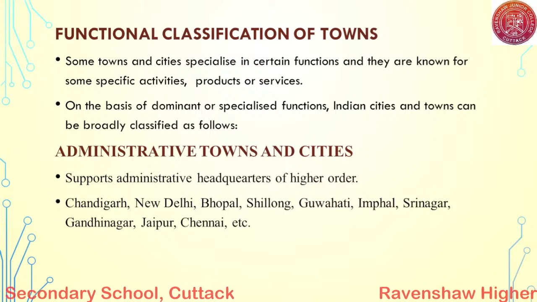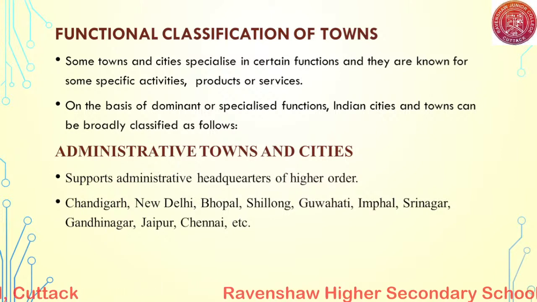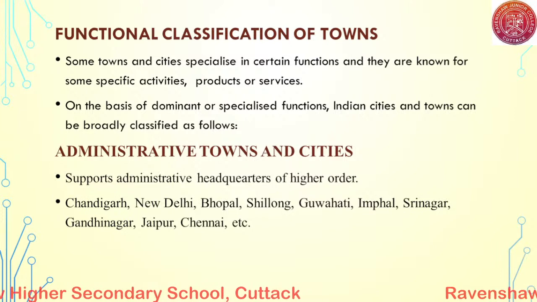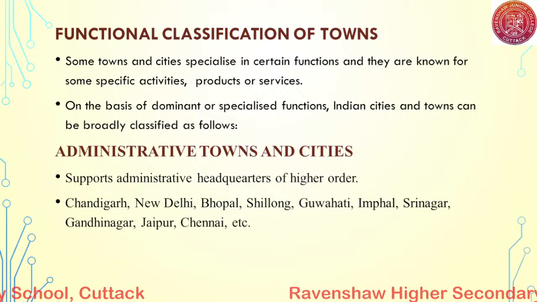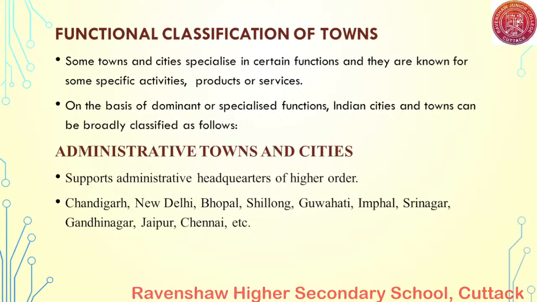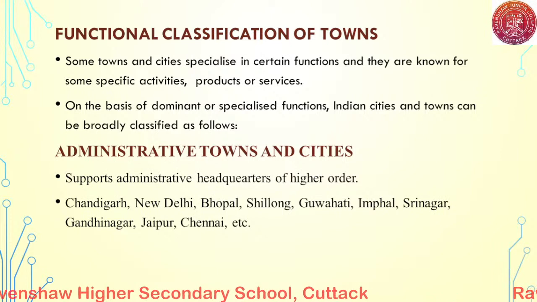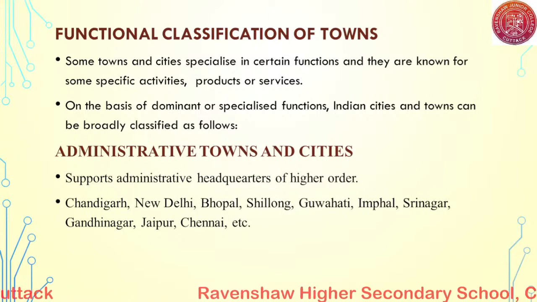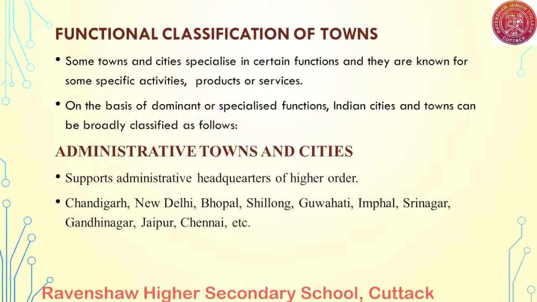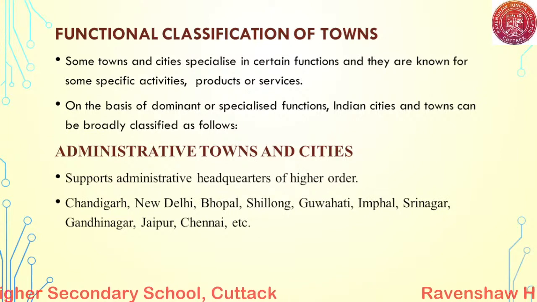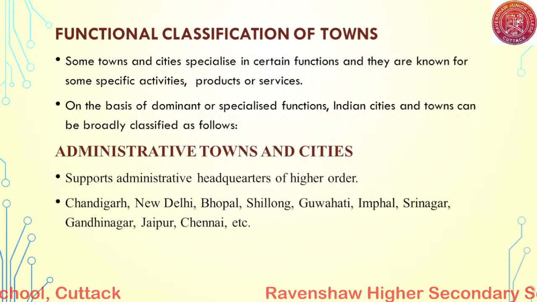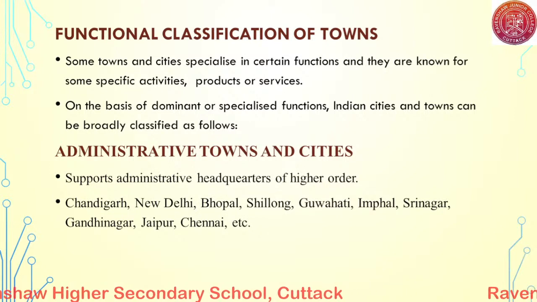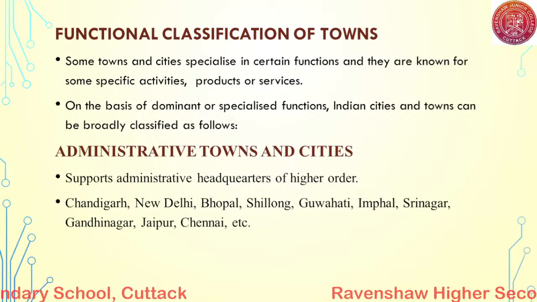And on the basis of different functions which the towns perform, there are different urban settlements. And one thing, a specific town does not perform a specific function, rather it performs various functions, but it is specialized in a specific function. On the basis of that, the towns or urban settlements can be classified into different categories. The first one is the administrative towns, and in case of administrative towns, that is the headquarter of administration of a higher order.